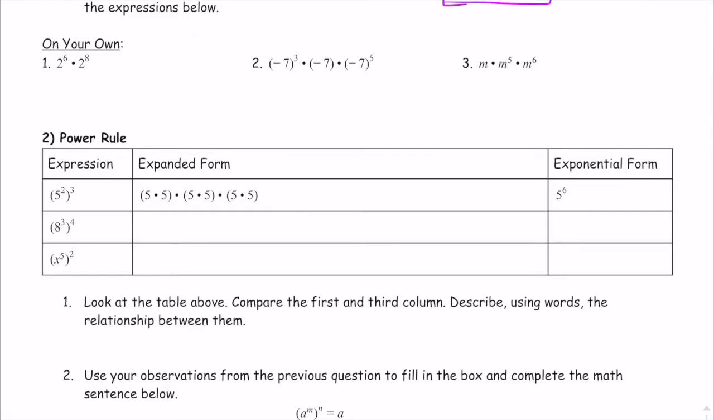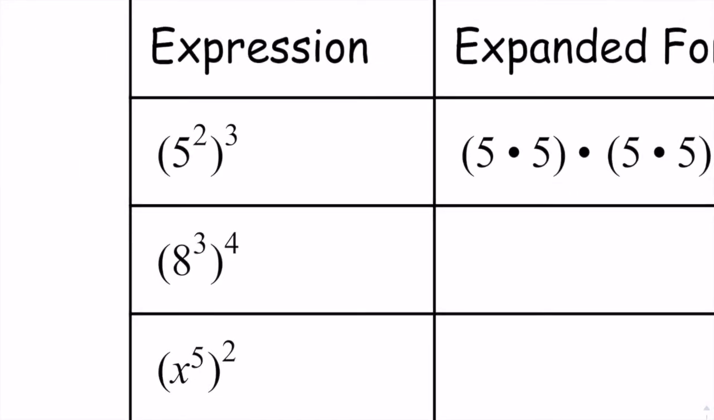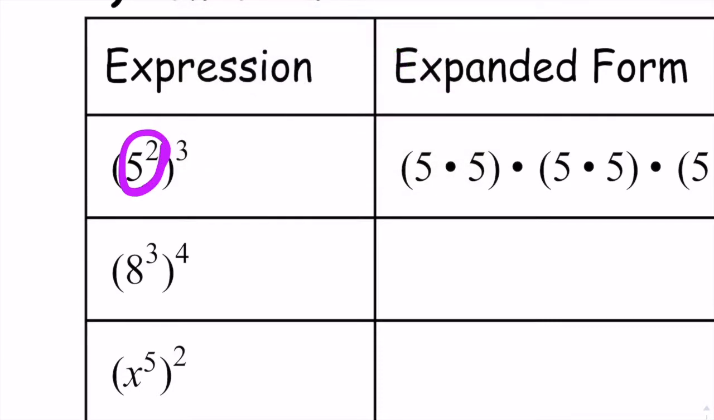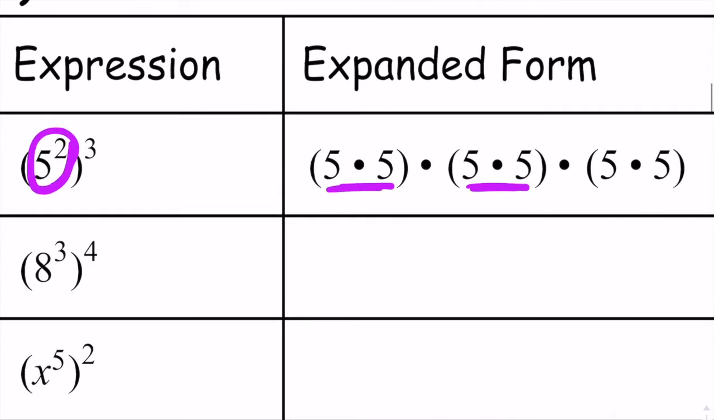The next rule we're going to talk about is the power rule. So this is a little different, right? So it looks like I have 5 squared to the 3rd power, right? So how am I going to write this? Well, take a look. I have 5 squared, which means 5 times 5, right? I have 2 5s. And this number outside is telling me how many groups of. So I have 3, I have 1, 2, 3 groups of 5 times 5.